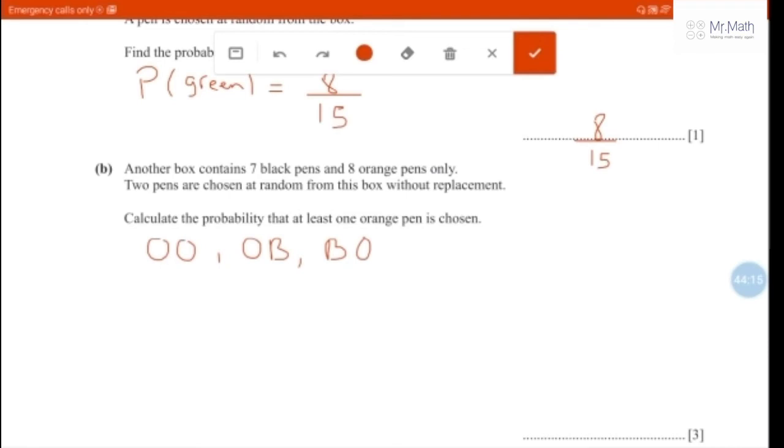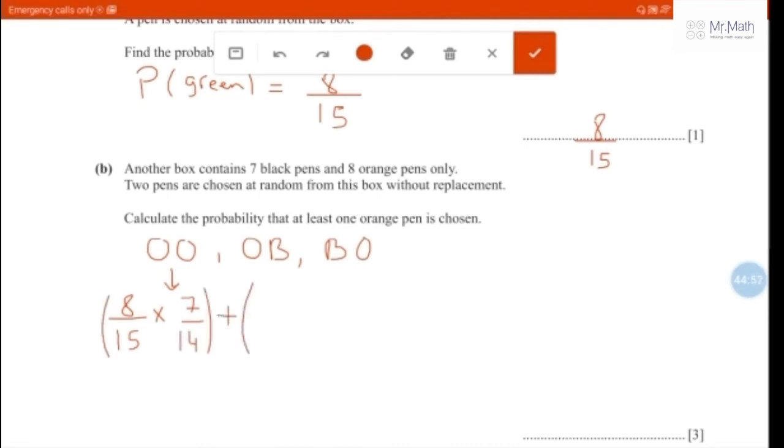So for this one, the probability of getting the first pen orange is the number of orange pens, which is 8, over the total, which is 7 plus 8, 15, times, since I'm taking a pen and I'm not replacing it, the number of orange pens will decrease by 1, and of course the total number of pens will decrease by 1 as well.